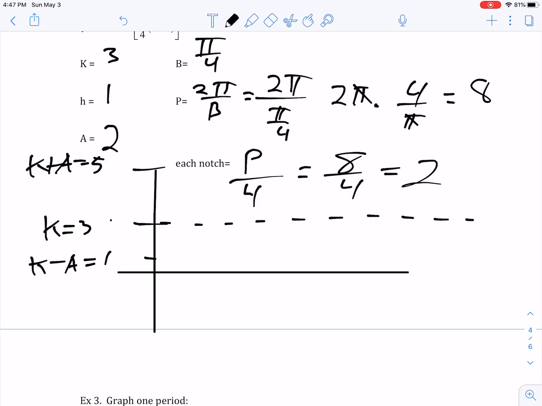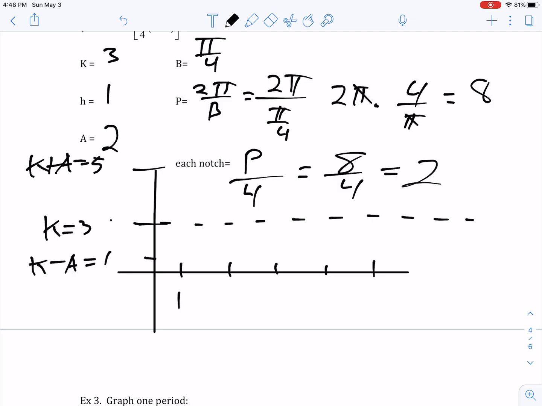All right, now we have to work on our x values across. Well, we start at h. H is 1. And then after h, we do 4 notches. Just make them the same distance between each. I like to give myself a little room to work. 1, 2, 3, 4. Okay?